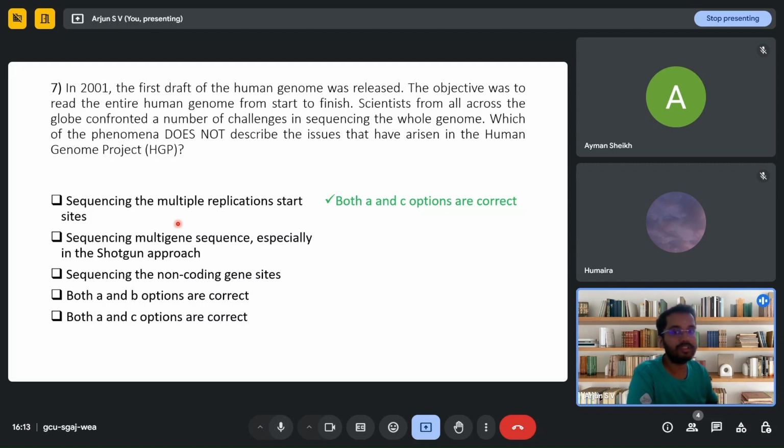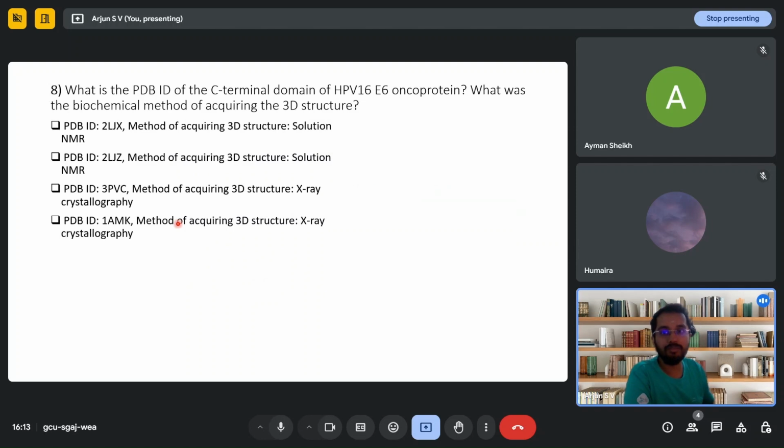So I'll move on to the next question. What is the PDB ID of the C-terminal domain of HPV16 E6 oncoprotein? What was the biochemical method of acquiring the 3D structure? So they have given the name of the protein, the C-terminal domain of the HPV16 E6 oncoprotein, and they are asking for the PDB ID and the biochemical method of acquiring the 3D structure.